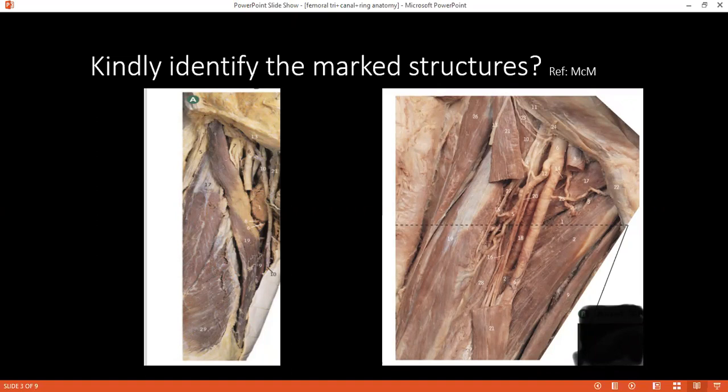Then the structures in this are the femoral vein and nerve. So the femoral vein is number 8, and number 6 is the femoral artery, which is giving branches. Can you tell me the contents of the femoral triangle quickly, please?